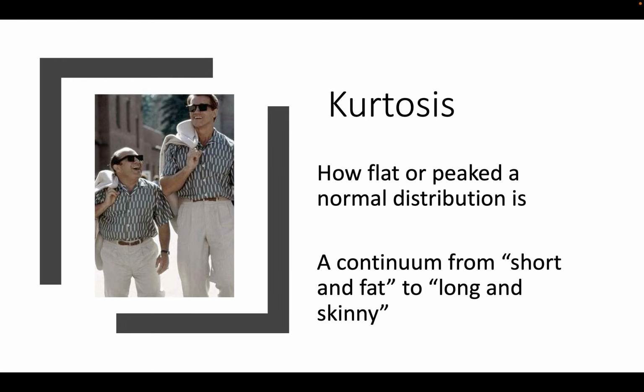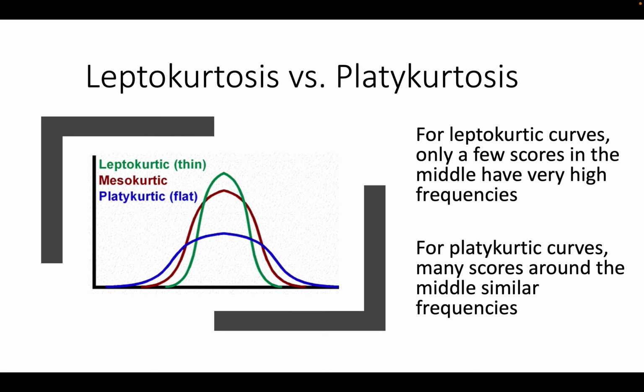So I'm going to show my age a little bit here. I like to use the movie Twins with Danny DeVito and Arnold Schwarzenegger to kind of describe your kurtosis. So kurtosis is simply how flat or how peaked your data is. And this is a continuum. So you can have slightly kurtotic data or really kurtotic data. And again, the Twins movie is a good way to think about this.